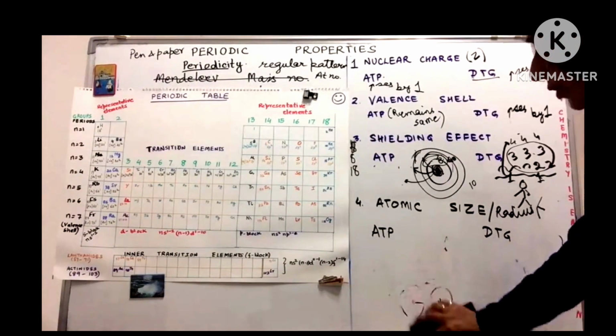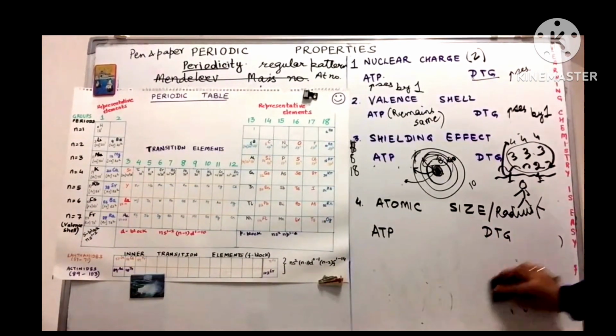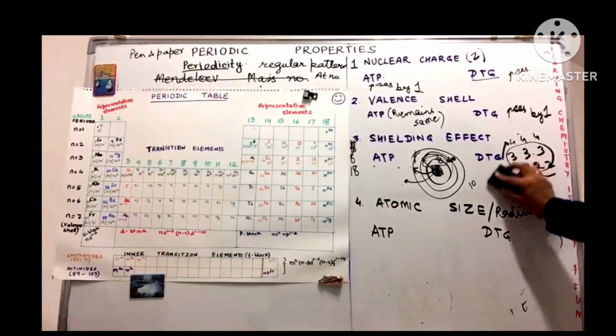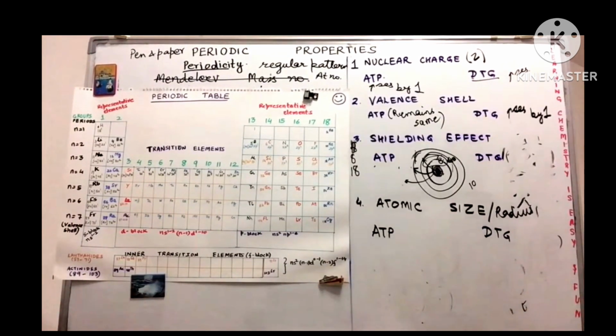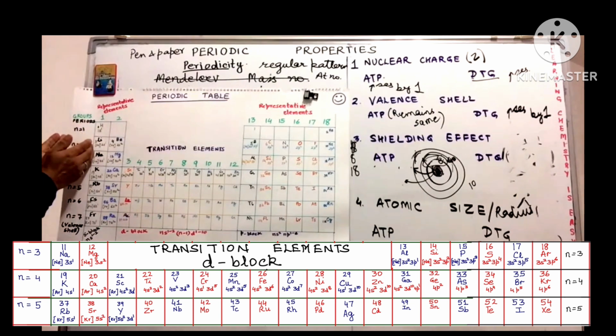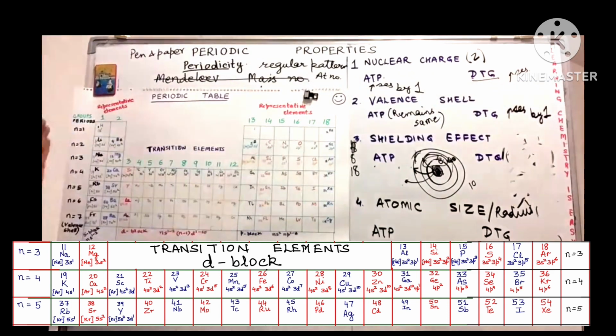Here, let's talk about in general, how will the atomic radius vary when I am talking about across any period and down any group. Please don't forget about the nuclear charge and the valence shell, right? Let's say I'm taking one period, I'll take n equals 3. So I'm talking about the third period.